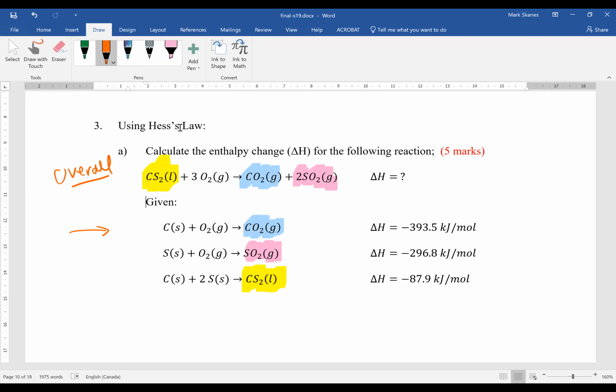Well, equation number 1 actually perfectly matches. So there we go, that's a gift to you. We don't have to worry about equation 1. There's 1 CO2 and it's on the products. Halas, finished. All right, let's try the next one.